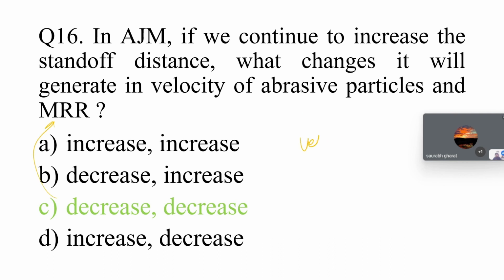The velocity is decreasing, and your MRR is also decreasing because both are interconnected. Velocity is proportional to MRR, so as your velocity decreases, MRR will also decrease. So decrease will be the correct answer in this case, because we continue to increase the standoff distance. In those cases, your velocity will go down at a specific level, and after it goes down, your MRR will go down.